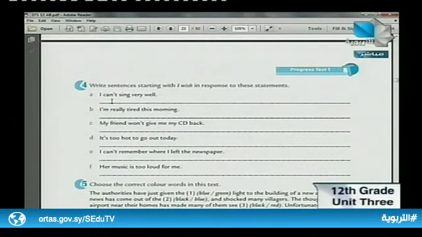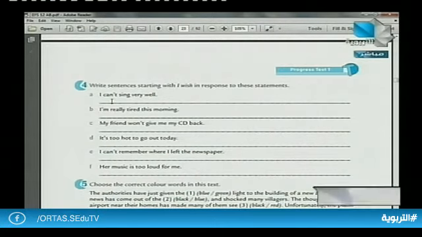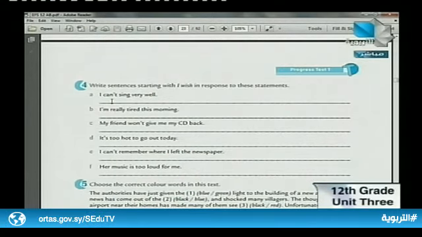Number B, I'm really tired this morning. I wish I weren't so tired this morning. My friend won't give me my CD back. I wish my friend would give me my CD back. Okay. Number D, it's too hot to go out today. I wish it wasn't so hot to go out today.